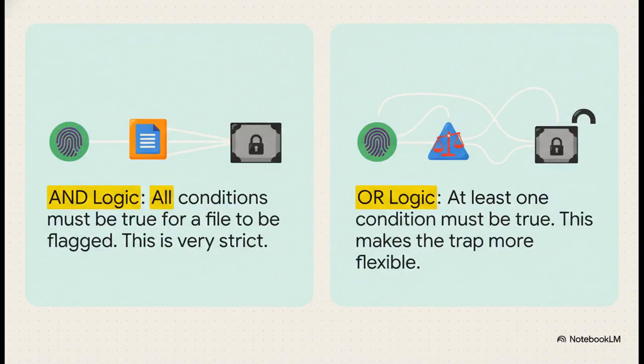Now, understanding this logic is absolutely key. Think of it like this. If you use AND, it means a file has to match all of the conditions. It's super strict. If you use OR, a file only needs to match at least one of the conditions. This makes our trap way more flexible and a lot harder for the malware to wiggle its way out of.